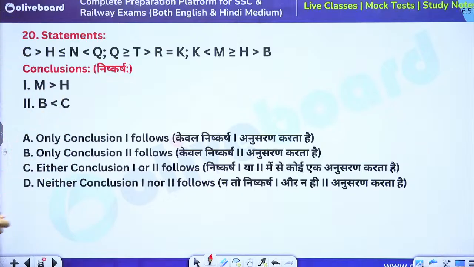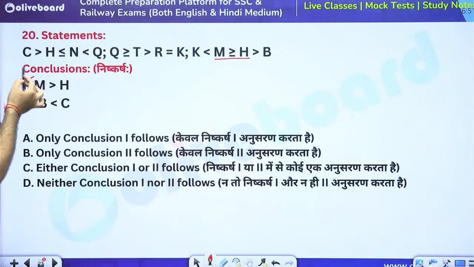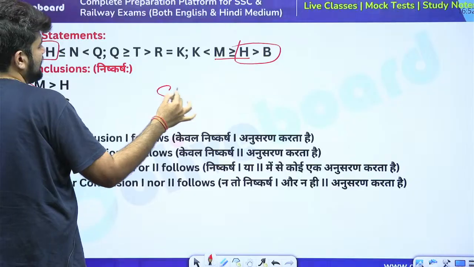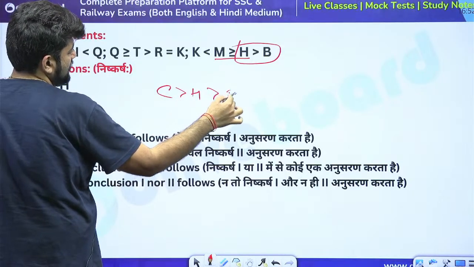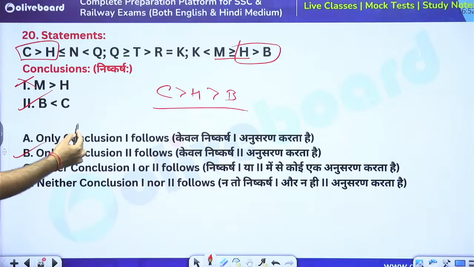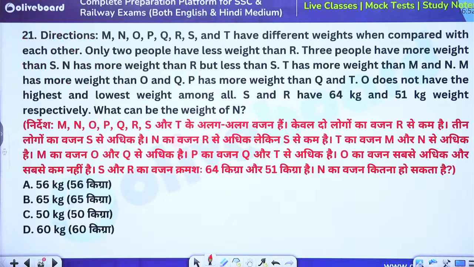Now, M is greater than H. You can find it from here only. M is greater than or equal to H, not greater than H. This is not following. B is less than C. I can't see that anywhere, but I can see C and H and B related here. So I can just say C is greater than H and H is greater than B. So B is less than C is absolutely right. So only conclusion 2 follows. Easy. Option B is the correct answer. Next.